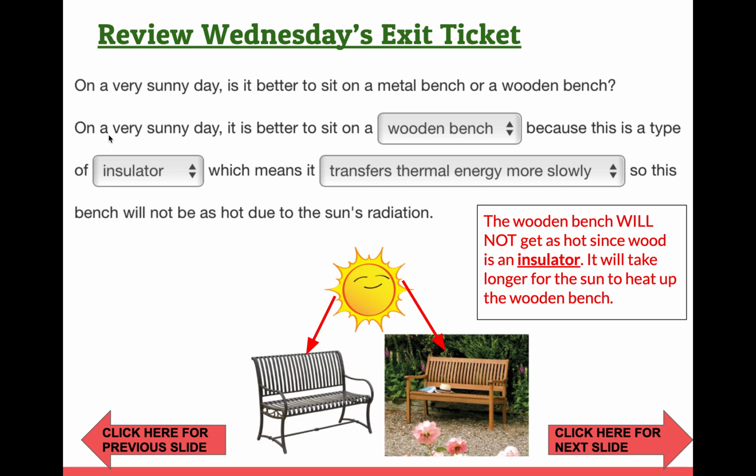So the correct answer was, on a very sunny day, it's better to sit on a wooden bench because this is a type of insulator, which means it will transfer thermal energy more slowly. So this bench will not be as hot due to the sun's radiation.